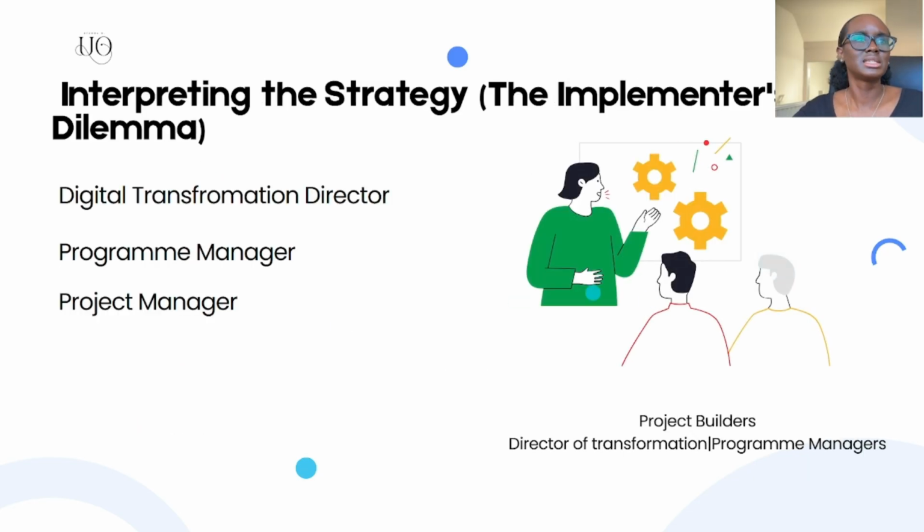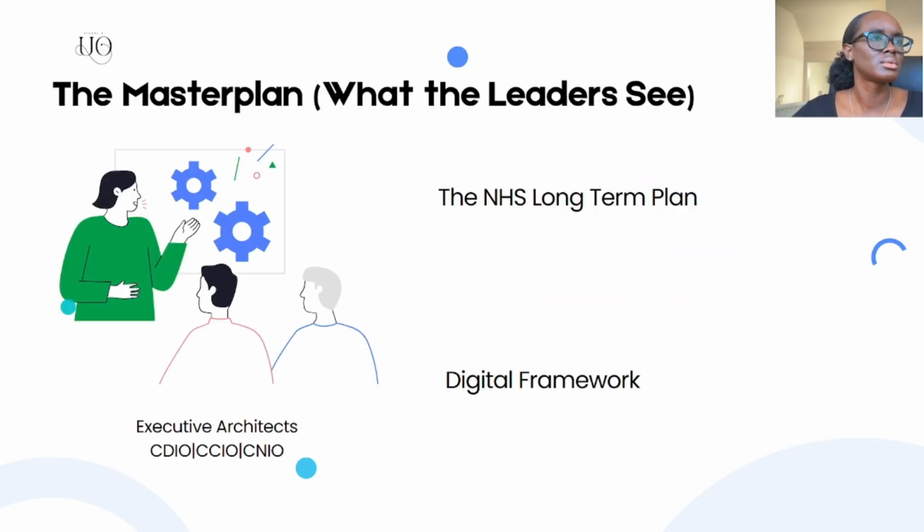Now there's the digital framework. So let me go back a bit. There's the digital framework. Now this is the technical rule book that guides how digital strategy should be implemented. So in the case of, let's say, a CCIO, when they read a sentence like digitally enabled care will go mainstream, they're not just thinking about a single app. They're thinking about the infrastructure required to support the 10,000 virtual ward beds at the same time.